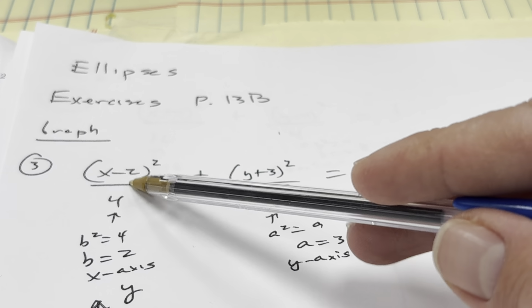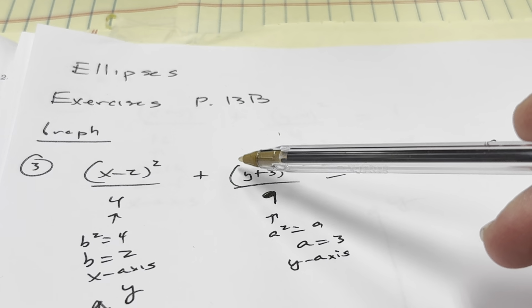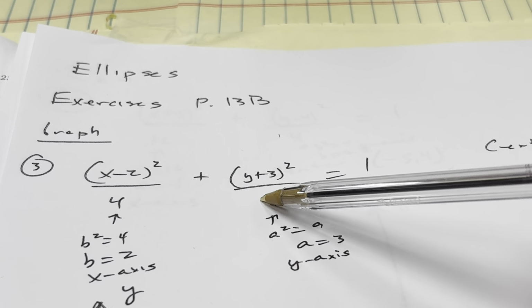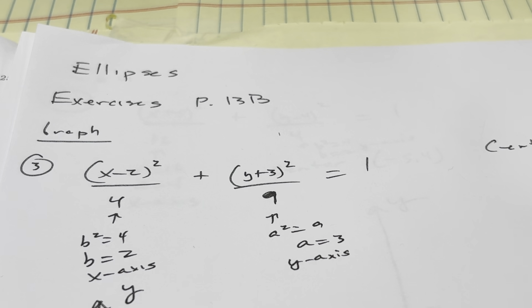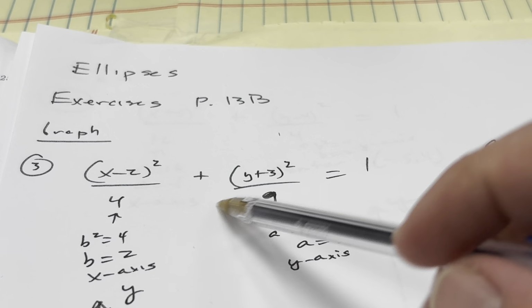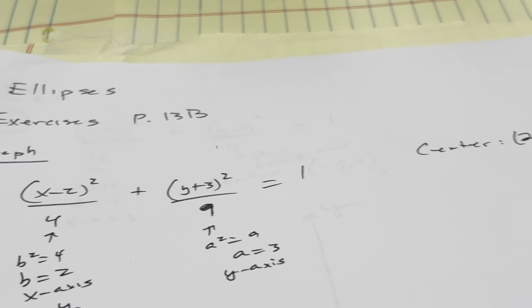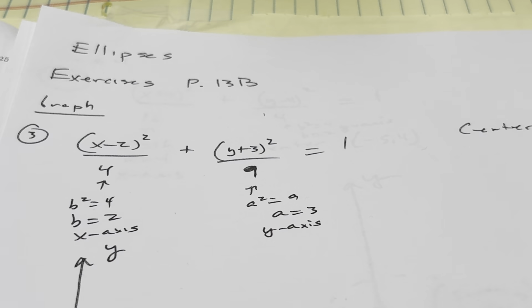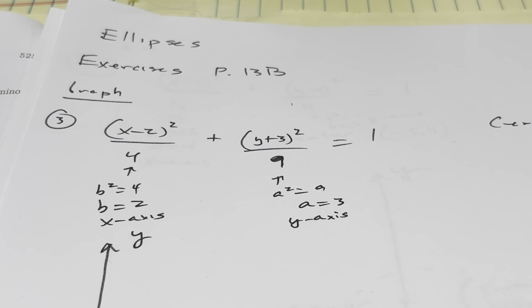I want to graph this: (x minus 2) squared over 4, plus (y plus 3) squared over 9. So b squared is equal to 4, a squared is equal to 9. The center is going to be (2, -3). That's the first thing we want. From the center, we go left, right, up, and down.